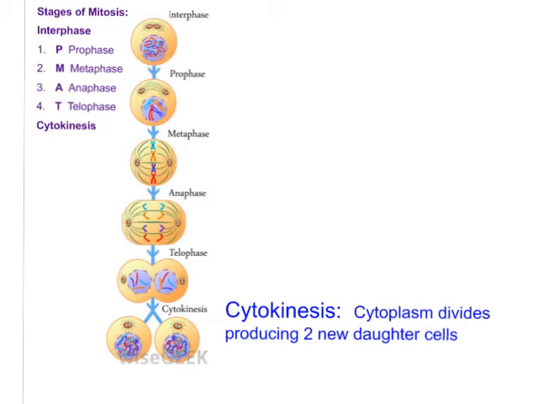Cytokinesis follows the PMAT stages of mitosis. It's immediately following, and it is simply the division of the cytoplasm, cytokinesis. When that happens, we get two identical new daughter cells. They have the same chromosomal makeup, the same DNA in each one, and that is what is formed from mitosis.